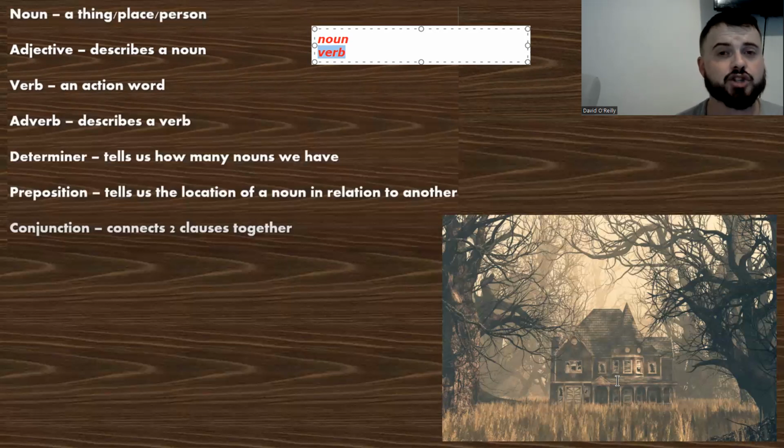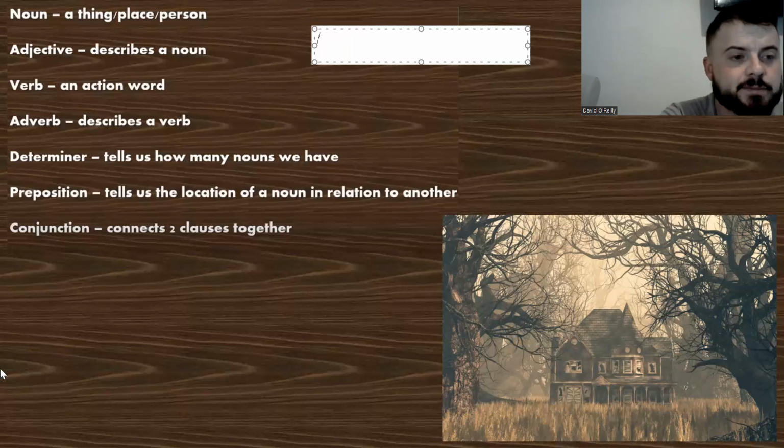Once you've got the noun and the verb, you can use an adjective to describe the noun, an adverb to describe the verb, a determiner to tell us how many nouns we've got, a preposition to tell us where the noun is, a conjunction to add a whole new idea, another noun and another verb to your first noun and verb. Make sense? If you've got a noun and a verb, every word class will naturally flow, especially if you practice. If you keep practicing, these sentences will flow. They'll just come out of you. So let's look at some examples.